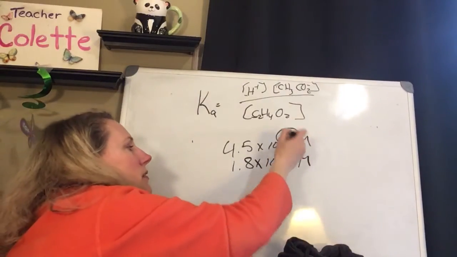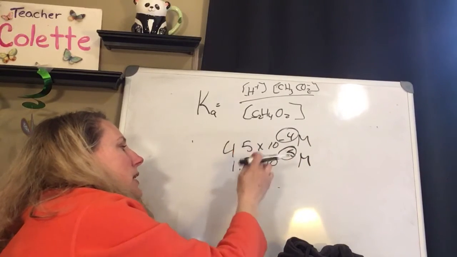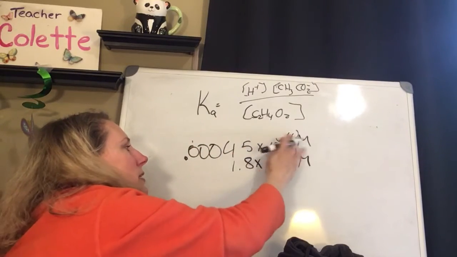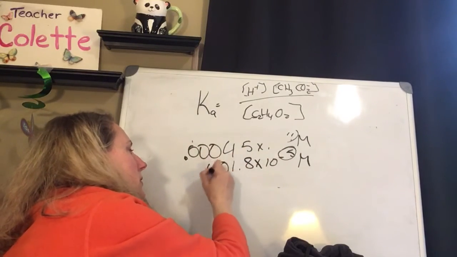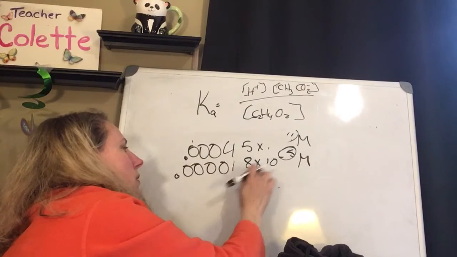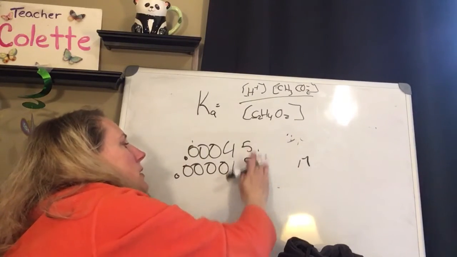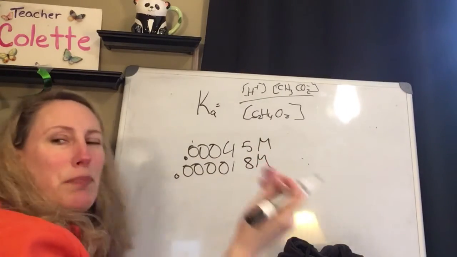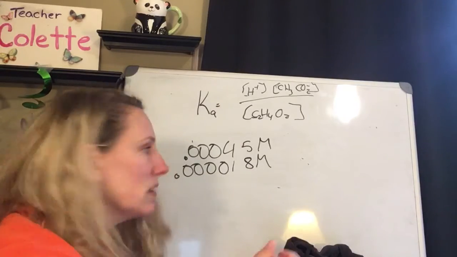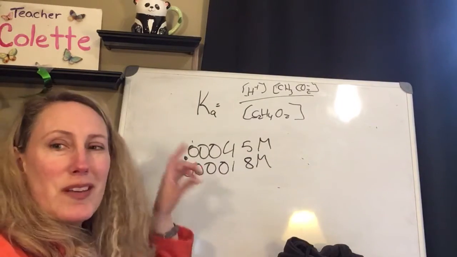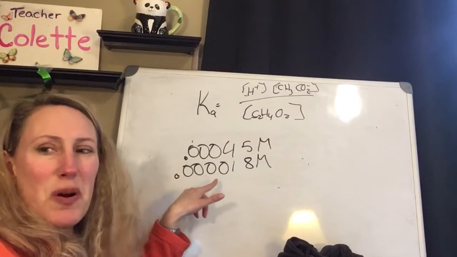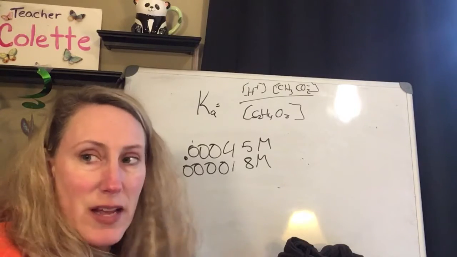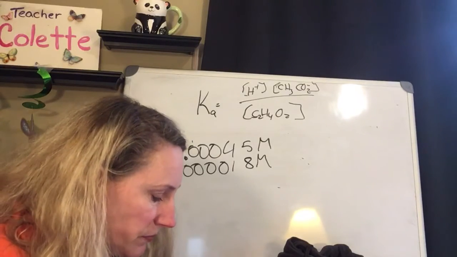Well, if you take into consideration this, if you can't see it, move it out. This is 4.5 times 10 to the negative 4. This is 1.8 times 10 to the negative 5. So hopefully you can see which one is a bigger number. The bigger number is going to be your stronger acid. So this one is going to be a stronger acid than this one because this is a smaller number. So just, if you can't see your exponents with the negatives, take them out of your negatives so that you can compare them.